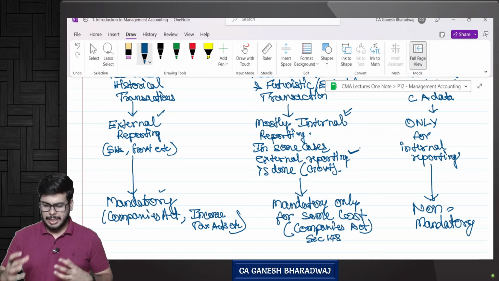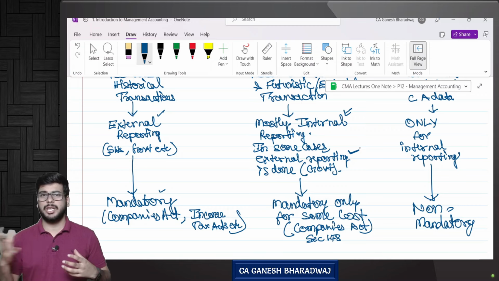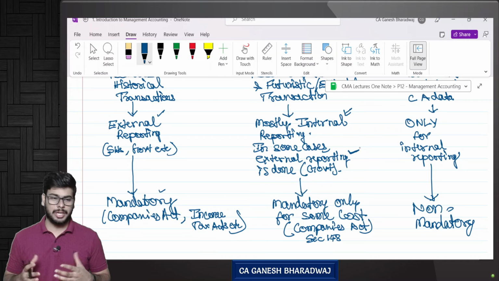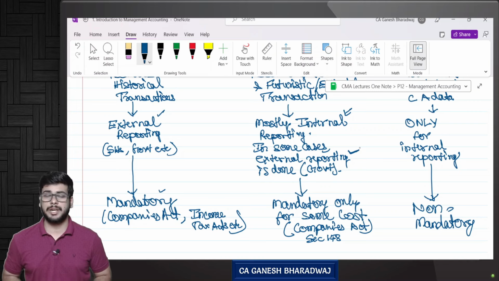Now, sir, you have explained what data is utilized for each of the branches of accounting, to whom the reporting gets done, whether it's mandatory or not. First, what is management accounting? That you have not explained. No, sir. Yes, I'm going to explain right now.